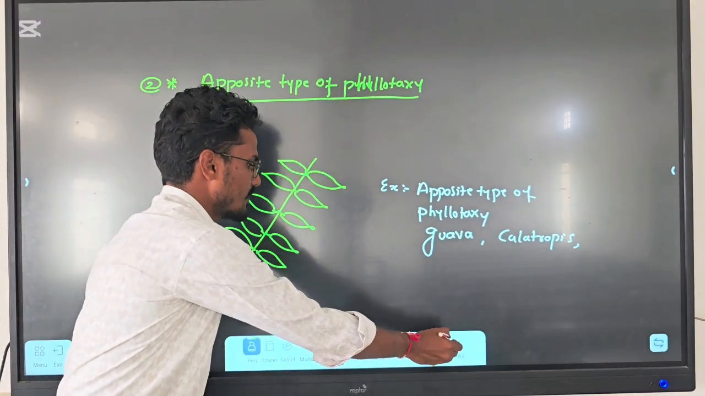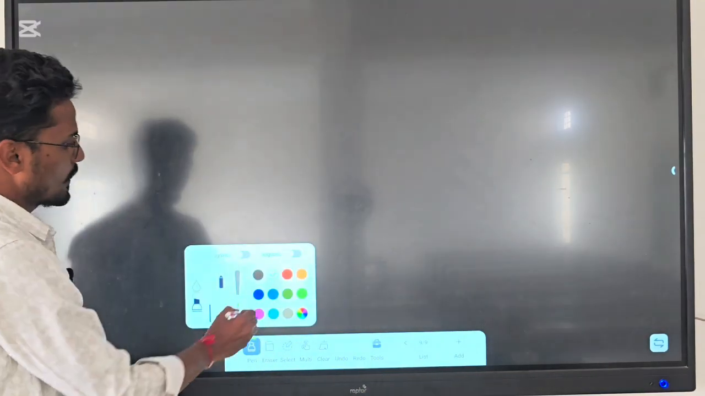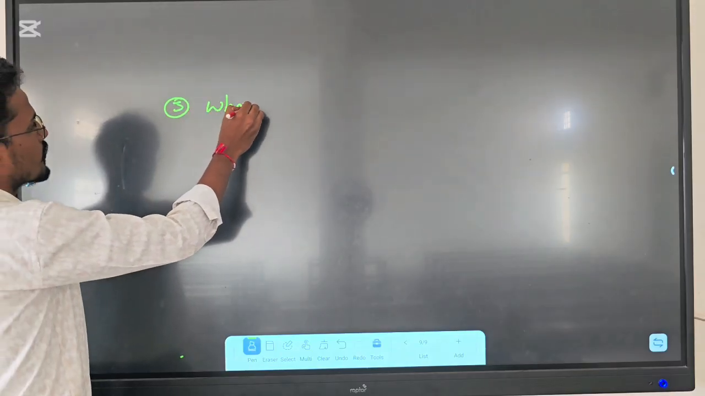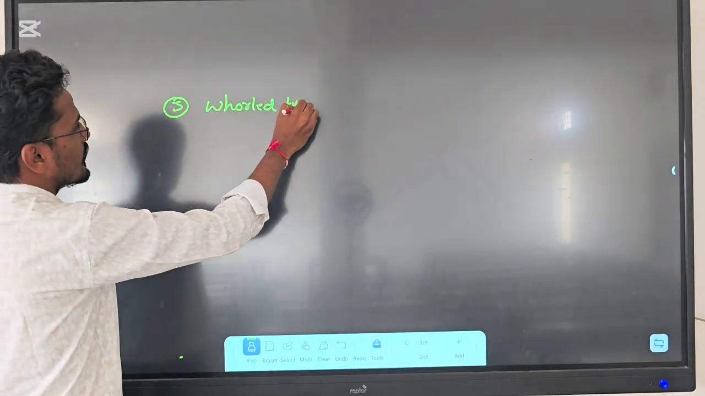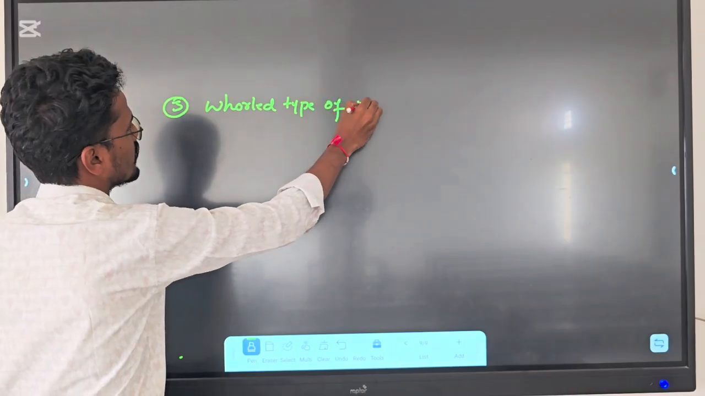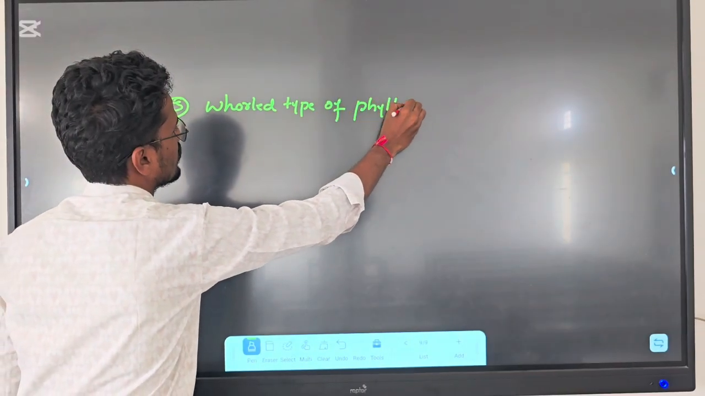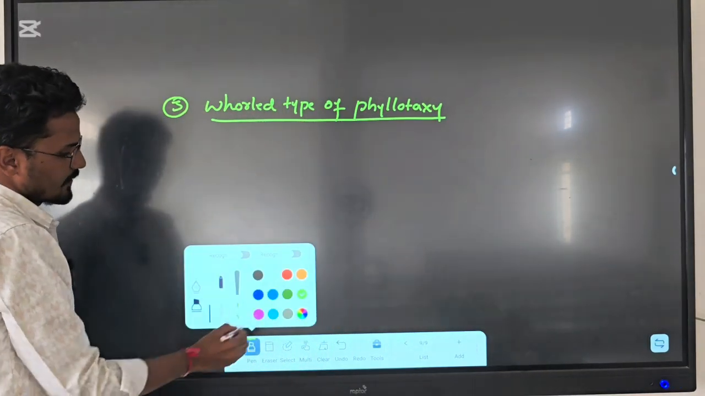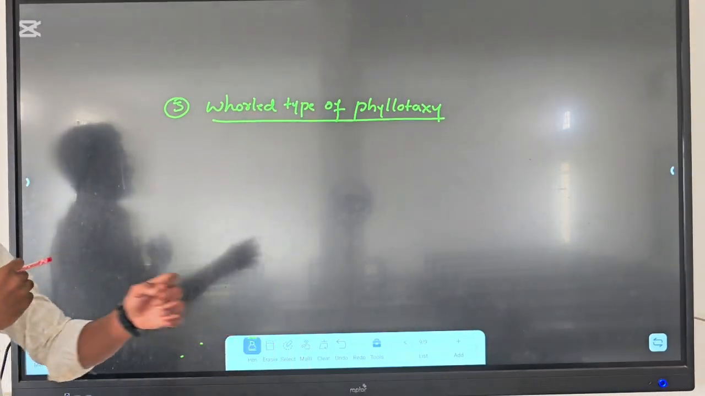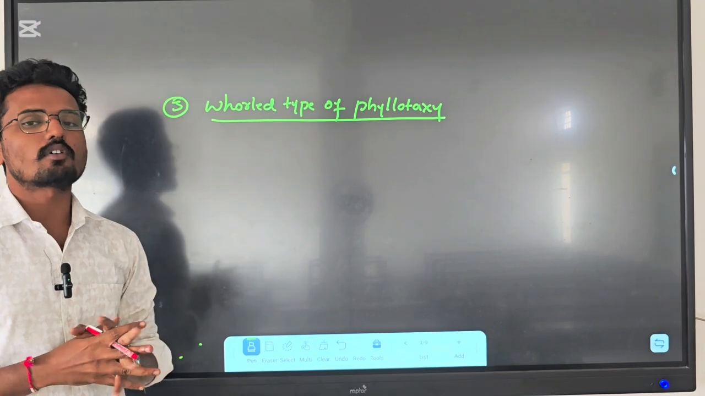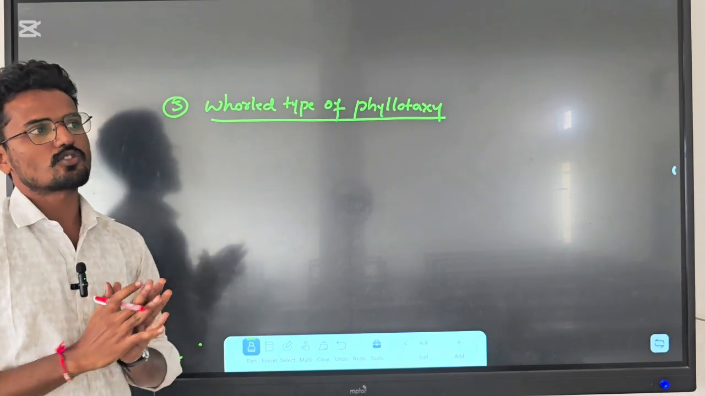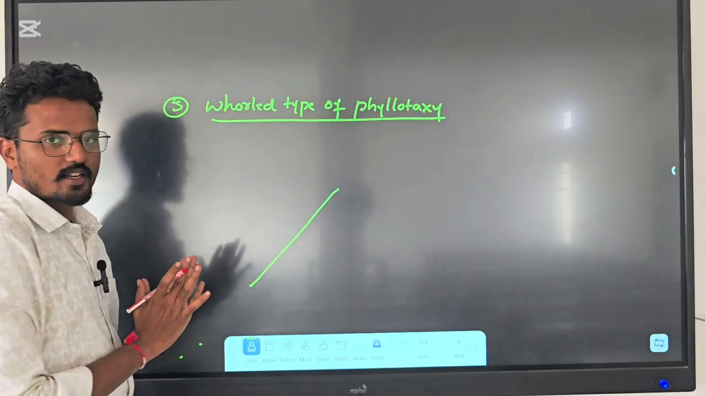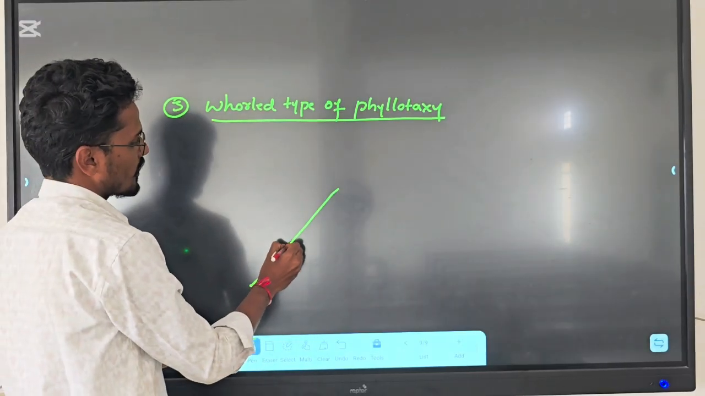Next, we'll see the third type of phyllotaxy, that is called the whorl type. Let us see diagrammatically how, in this whorl type of phyllotaxy, leaves are arranged on a branch, that is, at one nodal region. This is considered as a branch or stem. On this, nodes are there.